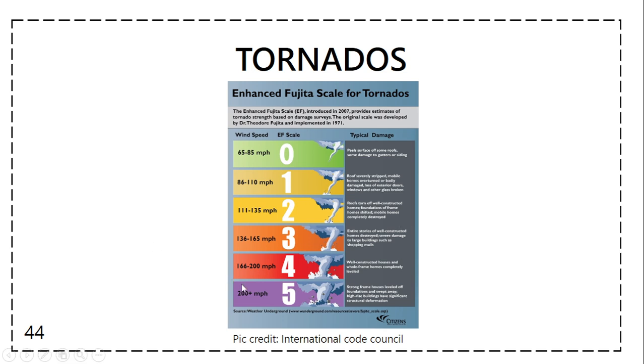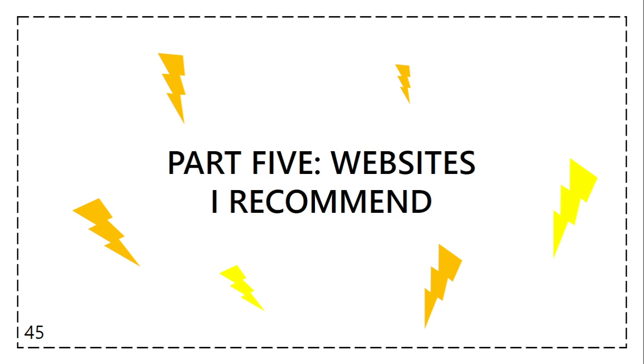So EF5 is the strongest one here, with winds up to 200 miles per hour. EF4 and EF5 are very rare. I would say the most common one is around EF1 to EF2, so don't worry about it too much. But we don't get tornadoes that much here in the UK anyway. That really happens in hotspots like the USA.